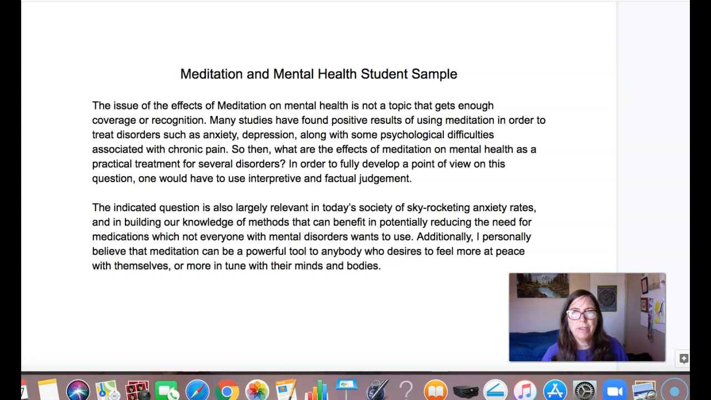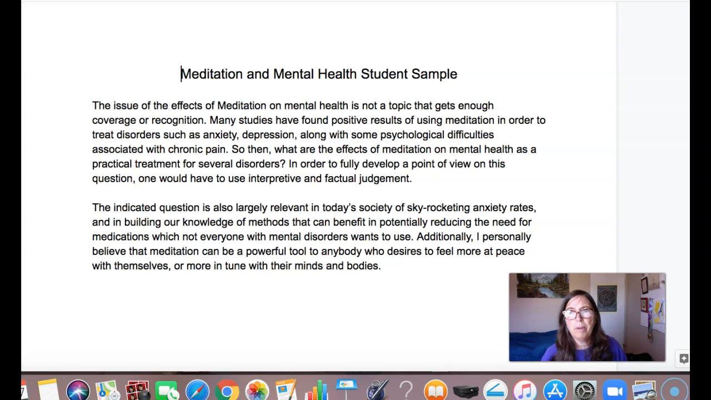Many studies have found positive results of using meditation in order to treat disorders such as anxiety, depression, along with some psychological difficulties associated with chronic pain. So then, what are the effects of meditation on mental health as a practical treatment for several disorders?